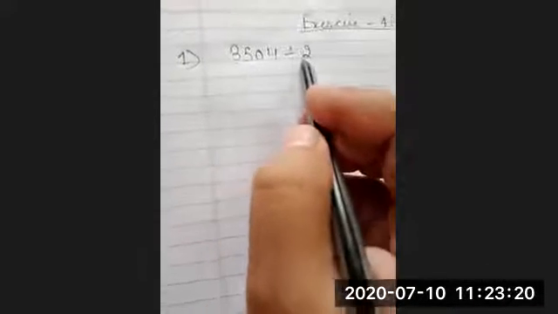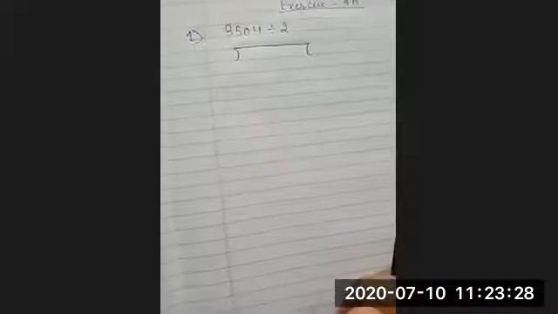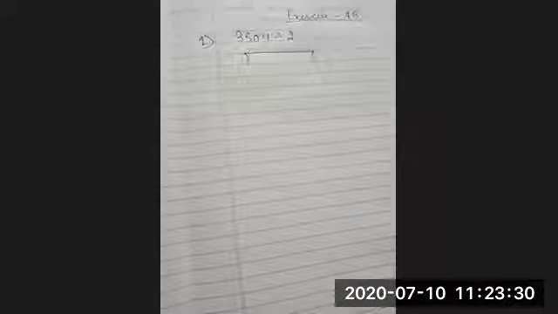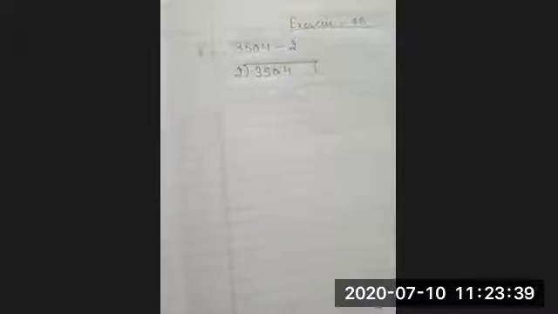So 3504 we have to divide by 2. Now everyone will be unmuted because you all have to reply to what I am asking you, so nobody will make any sound. Now first we will write 2 here. 2 is the divisor and 3504 is the dividend.